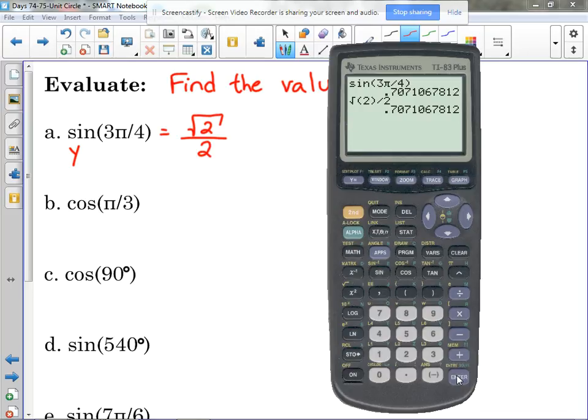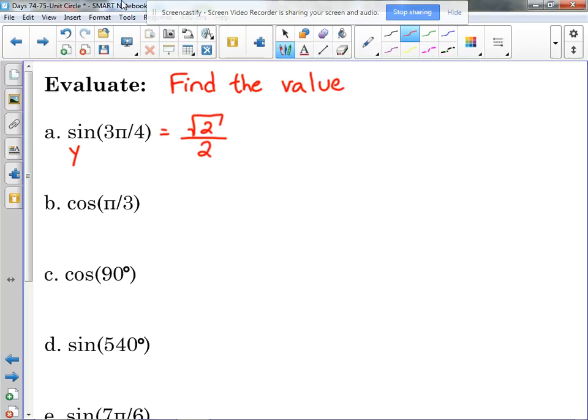So the square root of 2 over 2 is approximately 0.707, which is what your calculator is going to tell you the sine of 3 pi over 4 is. Okay? But the answer I want is the square root that's off the unit circle. All right, so let's keep going.